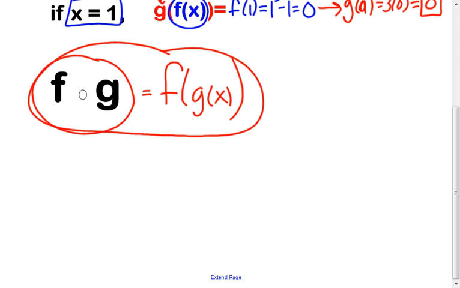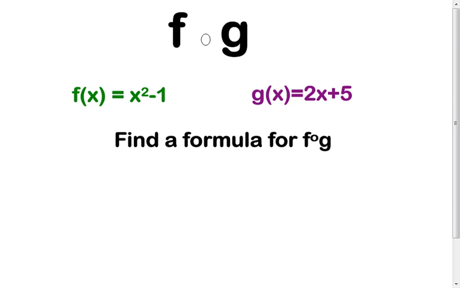Now, sometimes it doesn't give you a number to plug in, and we're going to do that on the next screen. When it doesn't give you a number to plug in, what are you going to do? Okay? So here we go. This one is just simply asking you to find a formula for F of G, and it doesn't have the X behind it, but again, what this really means is F of G of X. So that little circle kind of replaces the parentheses.